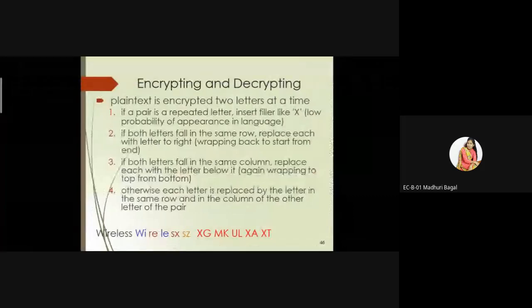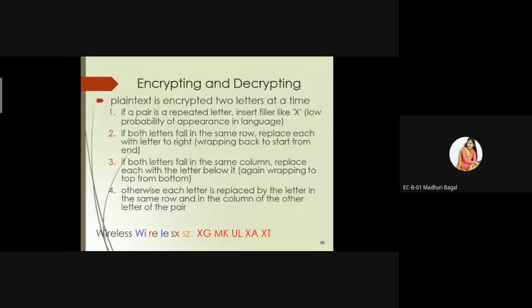Okay, so here are the four rules. With the help of these four rules, we can encrypt the message by using the Playfair algorithm. If we make the pair and both the letters are in the same column, then we can use the downward letter.